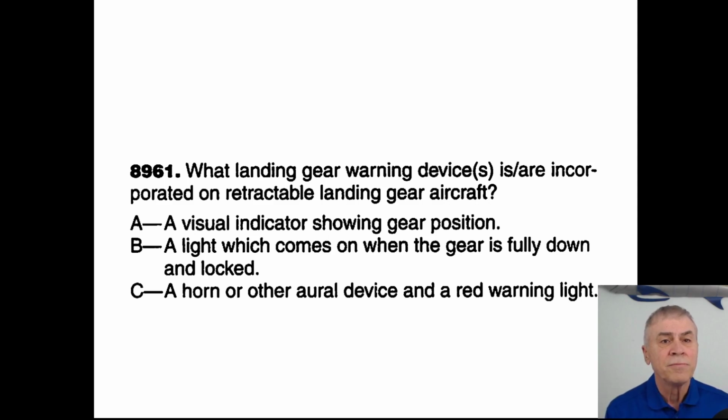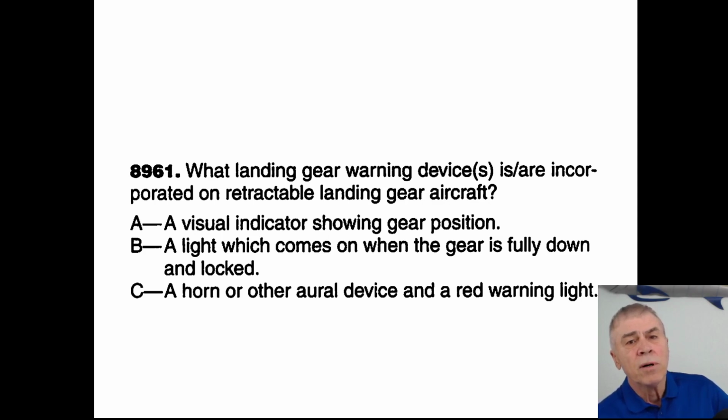So if you memorize a certain answer, it's going to look a little different when you actually get to the test itself. All right, so we got retractable landing gear. What type of gear warning devices are there? A, a visual indicator showing gear position. B, a light which comes on when the gear is fully down and locked. So far, I guess that one's good. Or C, a horn or other aural device and a red warning light.